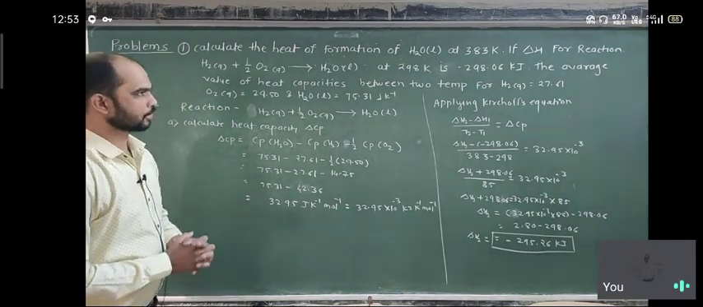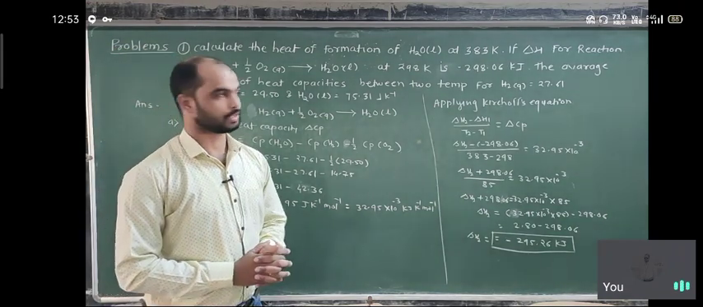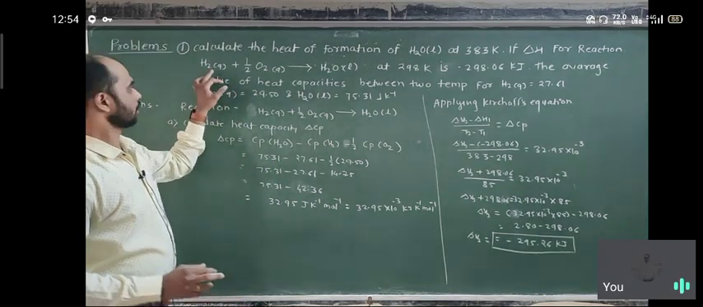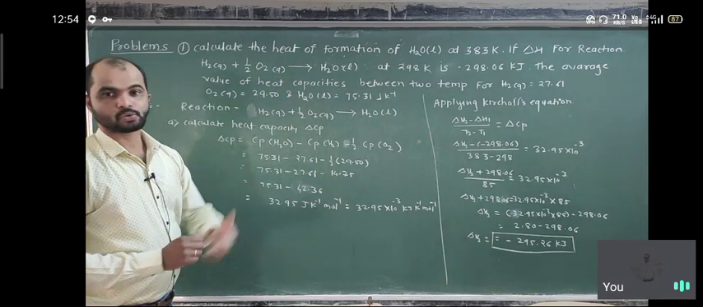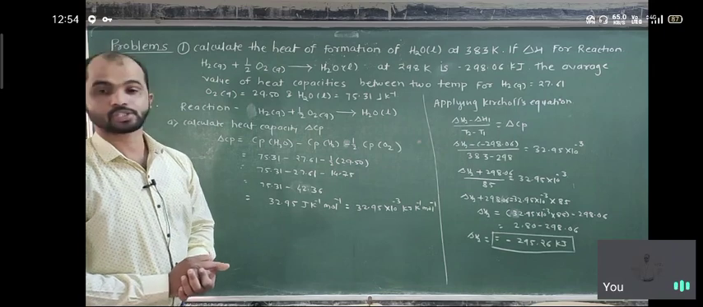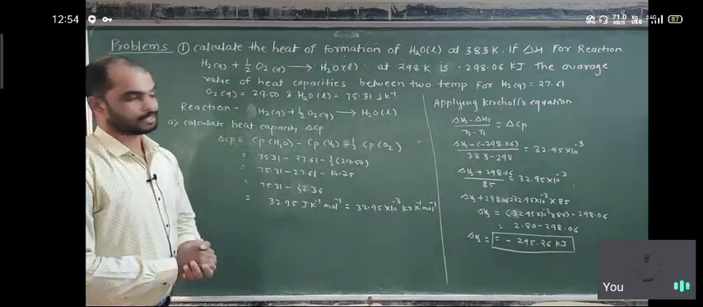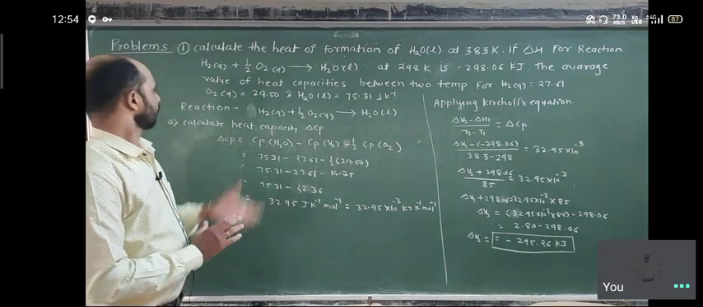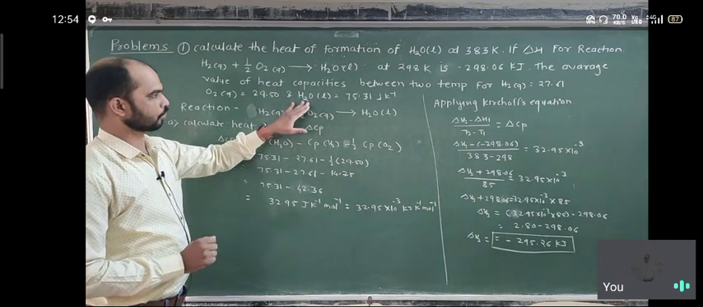Calculate the heat of formation of H2O at 383 Kelvin if delta H for the reaction H2 plus 1/2 O2 gives H2O at 298 Kelvin is minus 298.06. The average value of heat capacities between the two temperatures for H2 is 27.61, for O2 it is 29.50, and for H2O it is 75.31 joule per Kelvin.